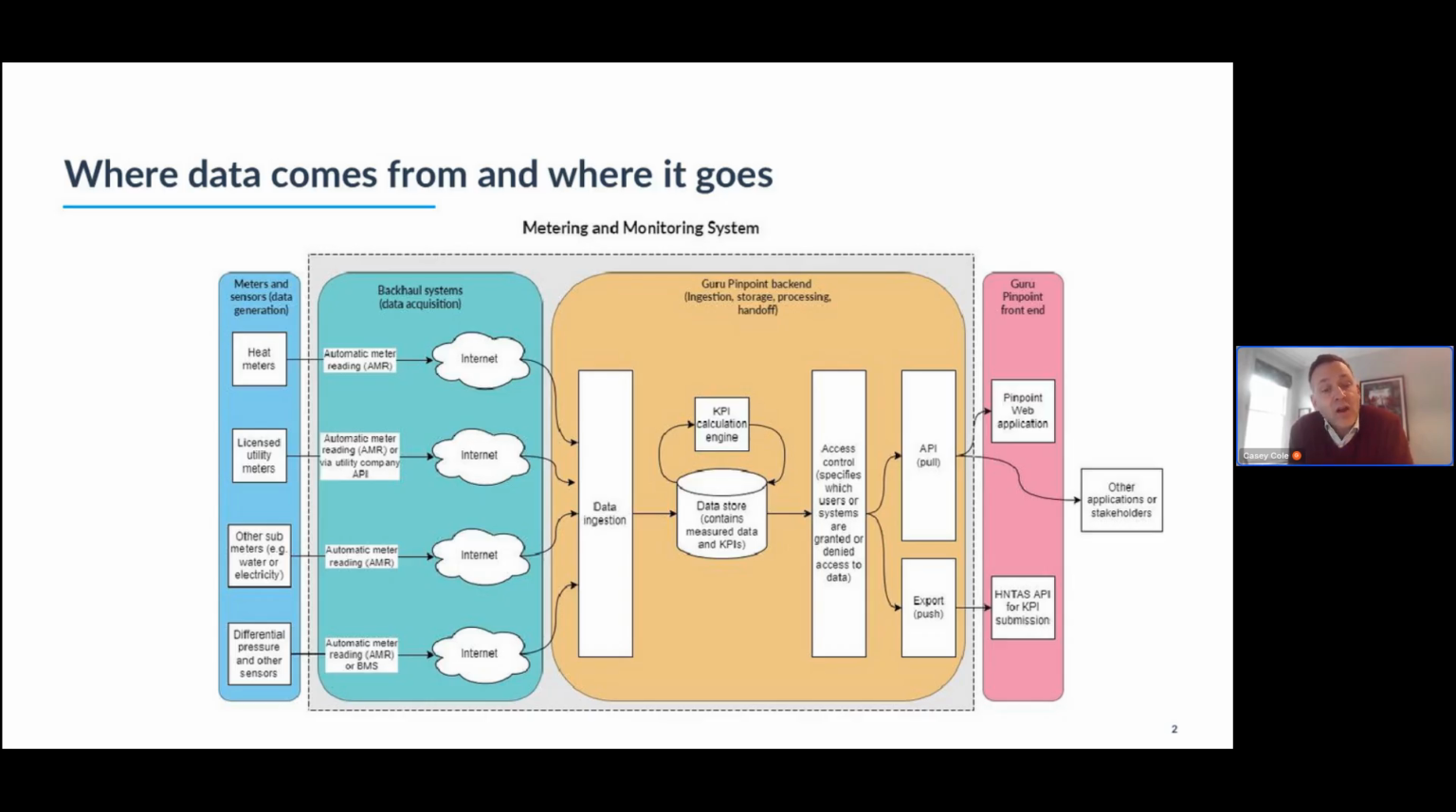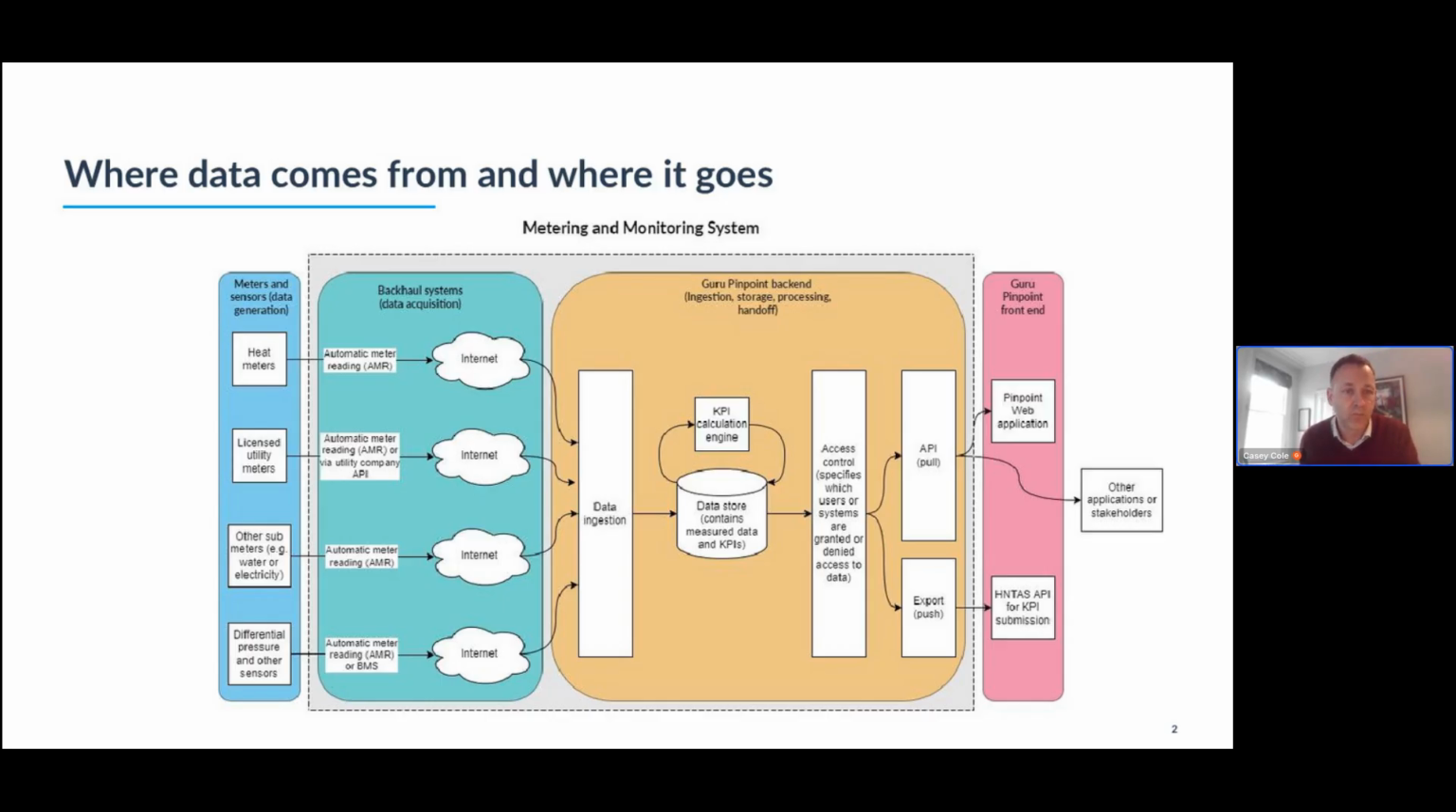And then there are other sources of data that aren't meters at all, like differential pressure sensors to calculate differential pressure uptime, or water quality data. Okay, so we have this massive range of endpoints that we're going to need to access in order to pull data out that we're going to use to calculate KPIs. And the heat metering, particularly the heat metering at the dwelling, is just one part of the story.